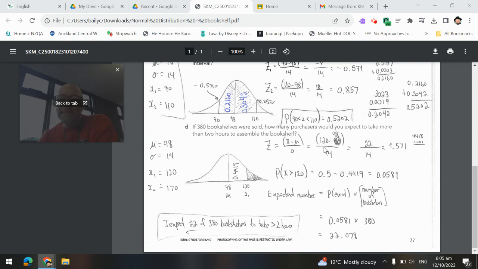We change the 120 to a Z value. We get 1.571. That probability is 0.4419. Writing that in there, well, that's not the part I'm looking for. I'm looking for the shaded part. So once again, we subtract the value from 0.5 and we get the probability of being more than 2 hours, 0.0581. Now, since we were asked for an expected number, we take the probability times the number of bookshelves. The 0.0581 times 380 is 22.078. Therefore, we expect approximately 22 of the 380 bookshelves to take more than 2 hours.